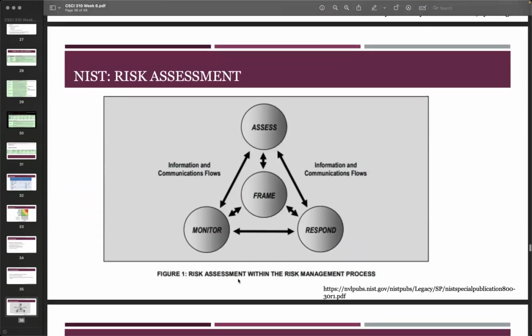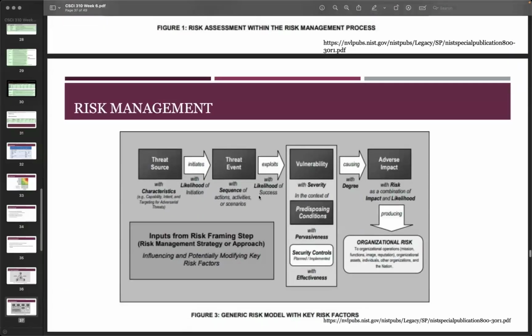So far you see right here the risk assessment will be assess and the monitoring response. So we are always working together. When we decide the frame, the framework, and then when we have the information and communication flow between monitoring and assess, we check in. Then maybe after we monitor something, detect something happen, then what are we going to respond? Or based on our response, how can we assess it? So all this will be the process.